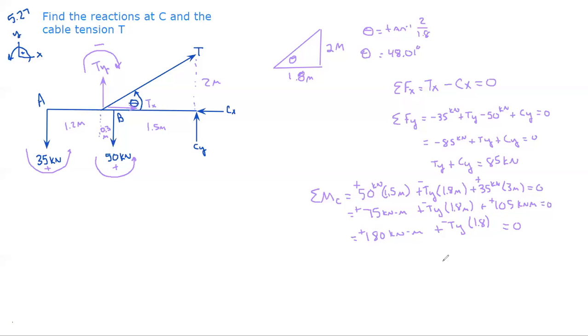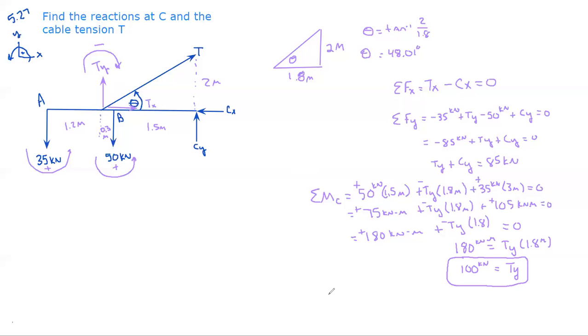Add TY times 1.8 to both sides. You get 180 is equal to TY times 1.8 meters. Divide both sides by 1.8 meters. And you get that TY is equal to 100 kilonewtons. It is positive, which only means that I have gotten the correct direction of TY. So we can go up here into the summation. I'll go ahead and circle that. We might need that in a little while.